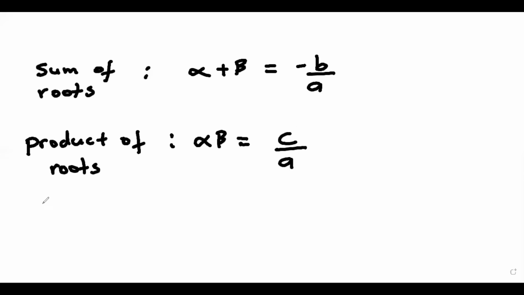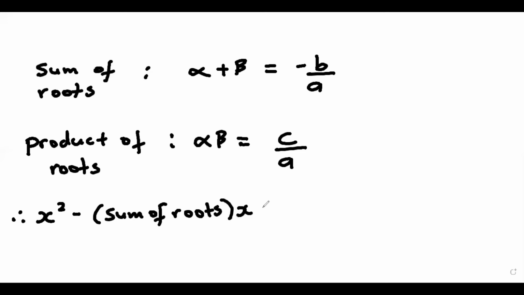Now, the equation that you would derive would be x squared minus the sum of the roots x plus the product of roots, and that would be equal to 0.